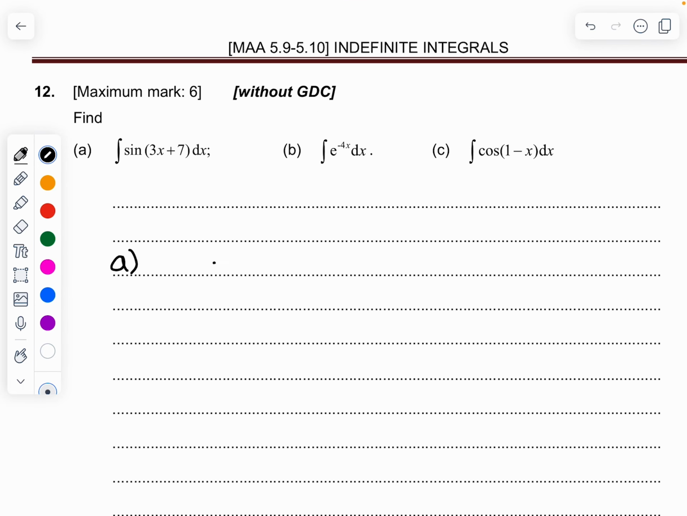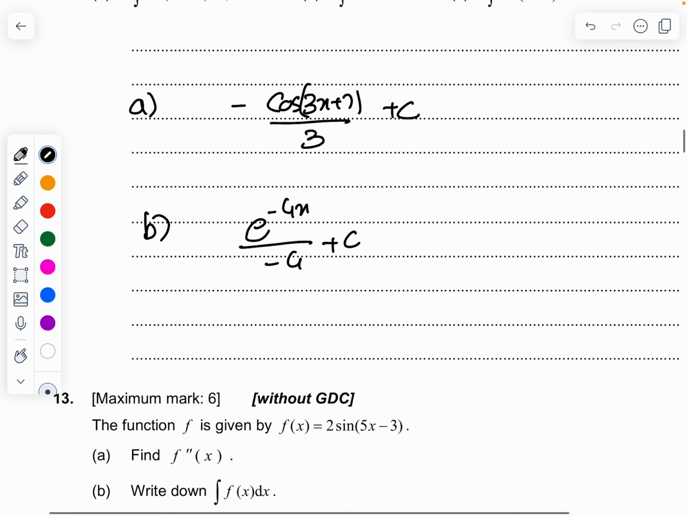So sine minus cosine 3x plus 7 divided by 3 plus c. Part B, e power minus 4x upon minus 4 plus c. And part C, sine 1 minus x divided by minus 1 plus c.